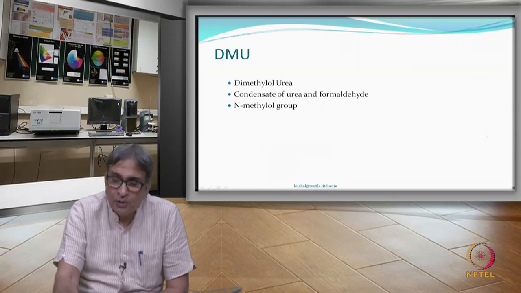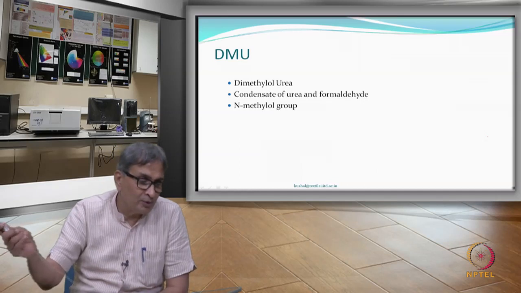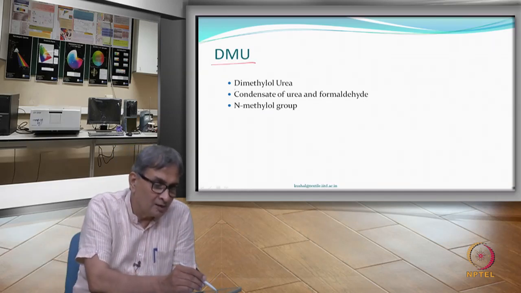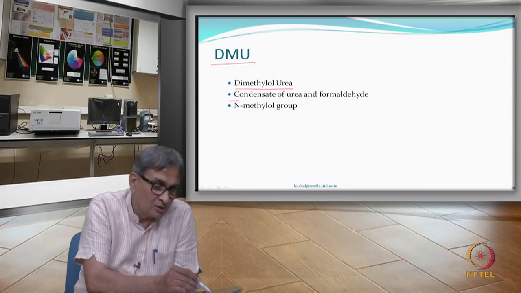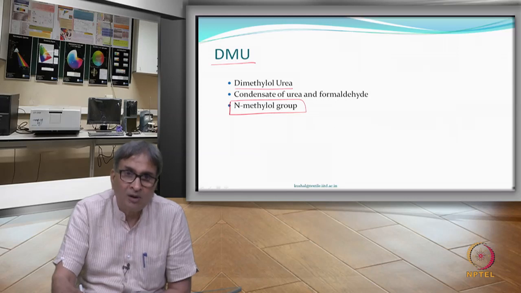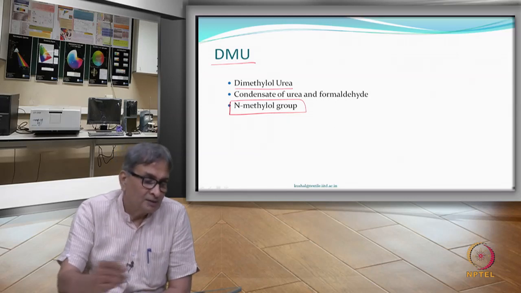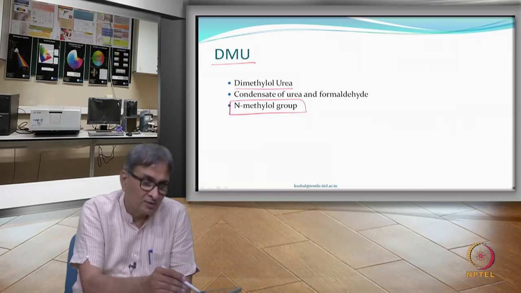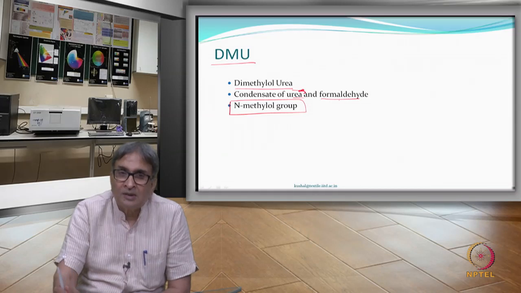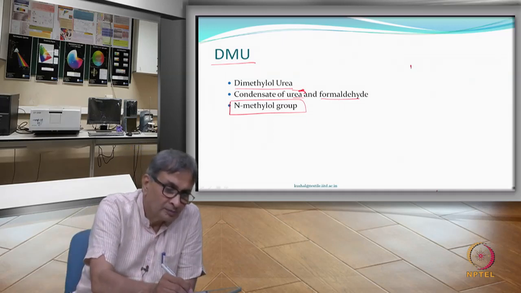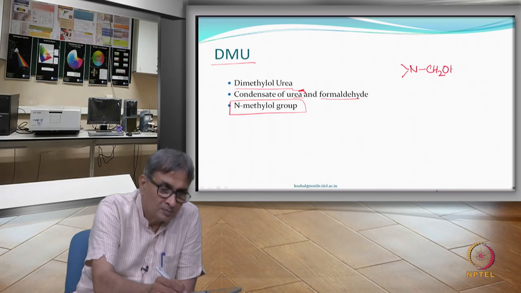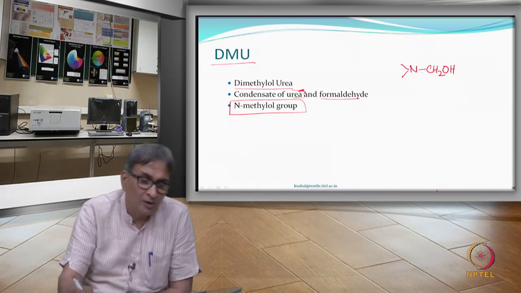One of the urea based cross linking agents is called DMU. DMU means dimethylol urea. It has a reactive group which is called the N-methylol group, and it is formed by condensation reactions of formaldehyde and urea. So, urea and formaldehyde condensates finally give us a compound called DMU. This group is called the N-methylol group.